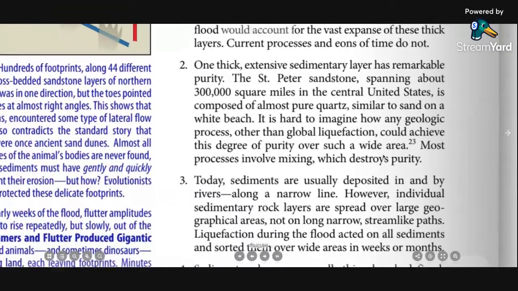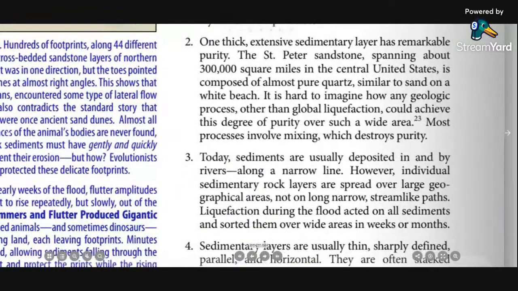Number two, one thick, extensive sedimentary layer has remarkable purity. The St. Peter sandstone, spanning about 300,000 square miles in central United States, is composed of almost pure quartz, similar to sand on a white beach. It is hard to imagine how any geological process other than global liquefaction could achieve this degree of purity over such a wide area. Most processes involve mixing, which destroys purity.